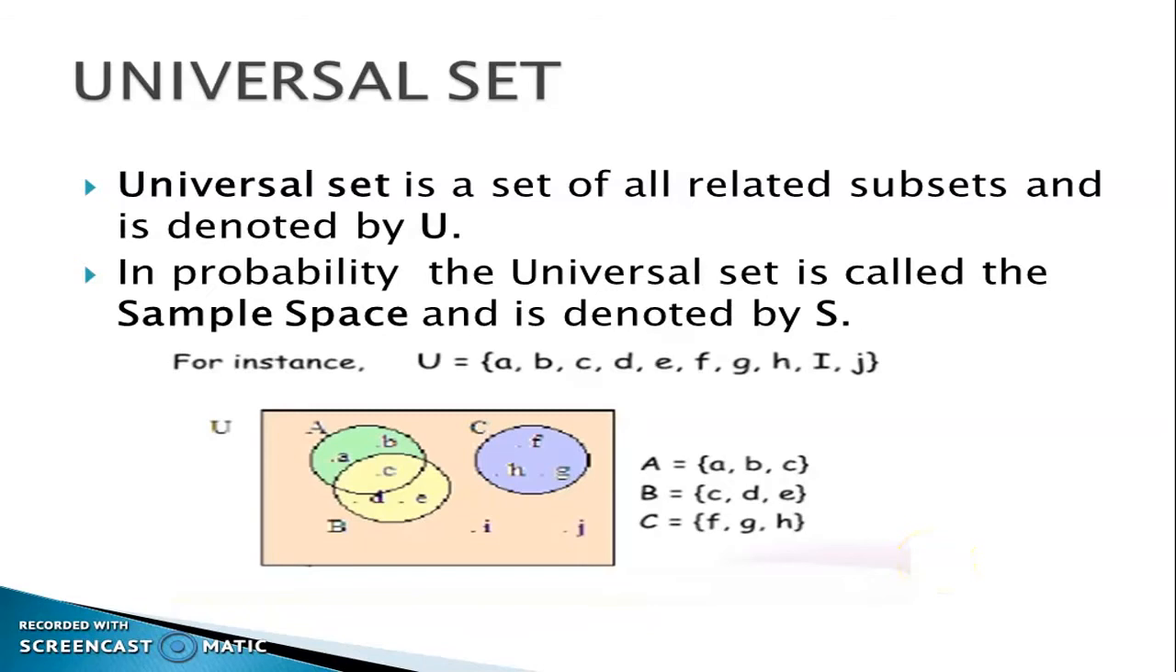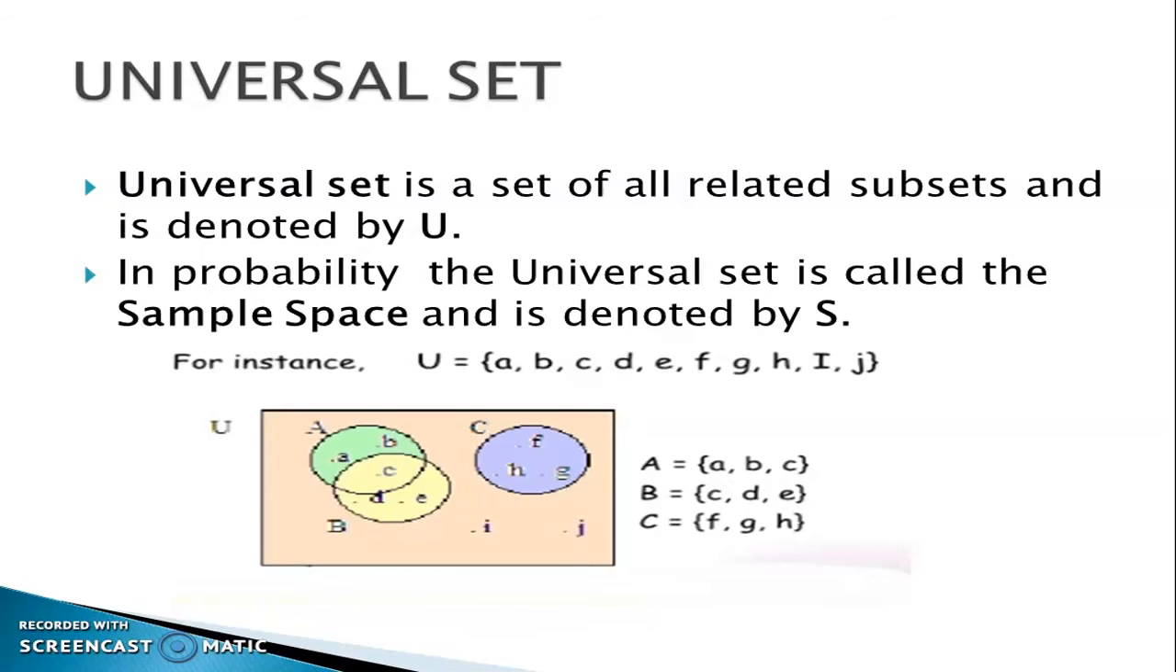Universal set. Universal set is a set of all related subsets and is denoted by U. Universal set is also known as a superset. In probability, the universal set is called the sample space and is denoted by S.